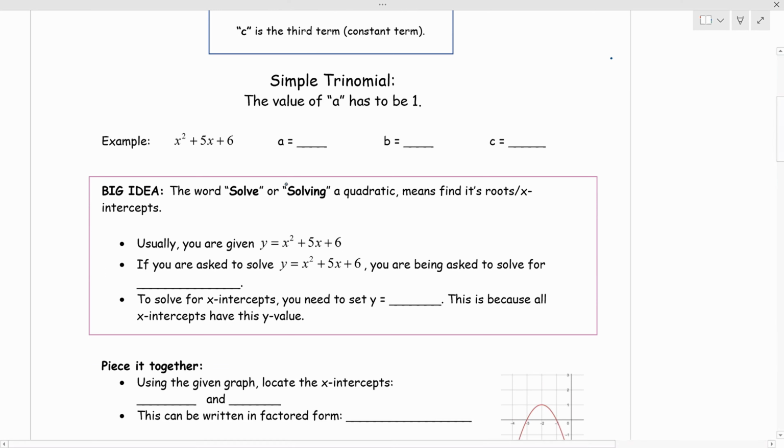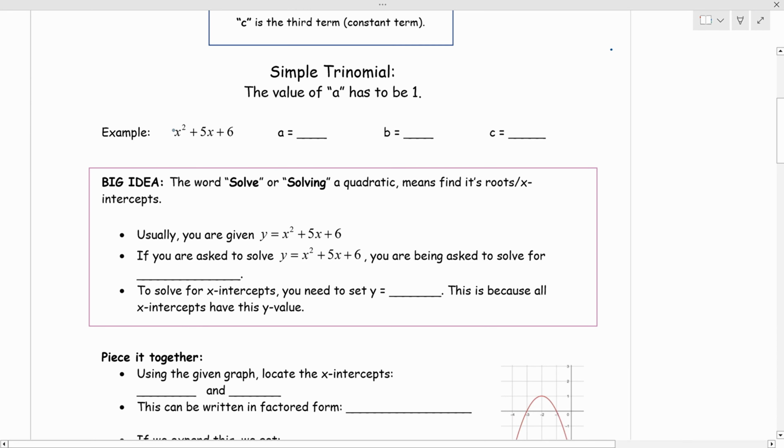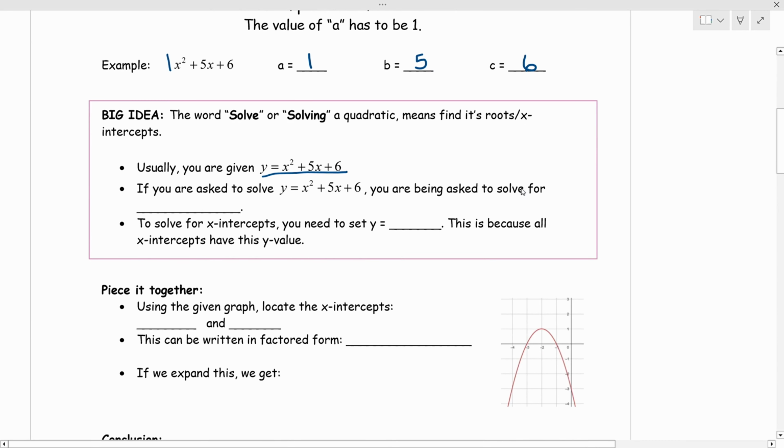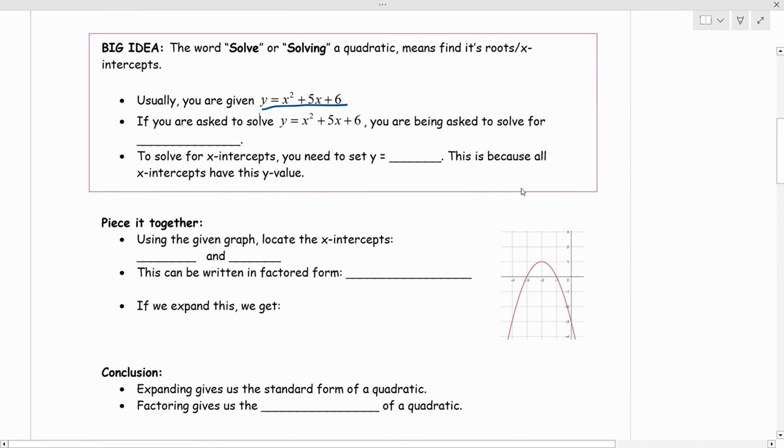So if you look at this first example, we have x squared plus 5x plus 6. The invisible number sitting in front here is a 1. So the a value is 1, the b value is the 5 sitting in front of the x, and the constant is 6. Now, big idea that I want you to hold on to here. The word solve or solving a quadratic means you're finding your roots or your x-intercepts. So usually you're given an equation like this, y equals x squared plus 5x plus 6. If you're asked to solve this equation, that means you're looking for the, and you can fill this in with me, x-intercepts. That's my short for x-intercepts.